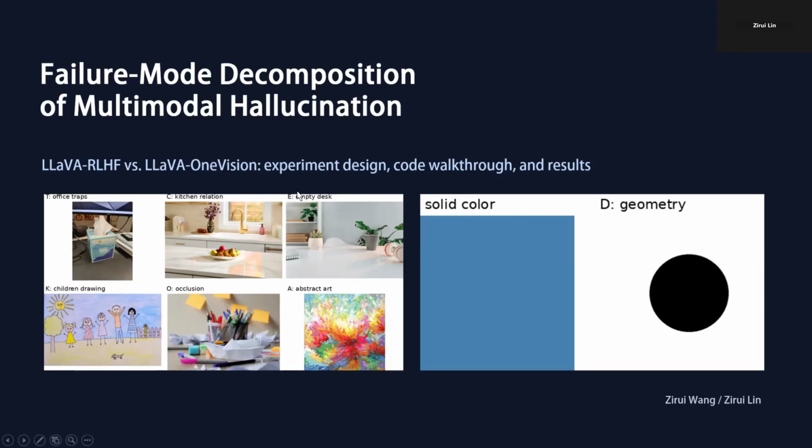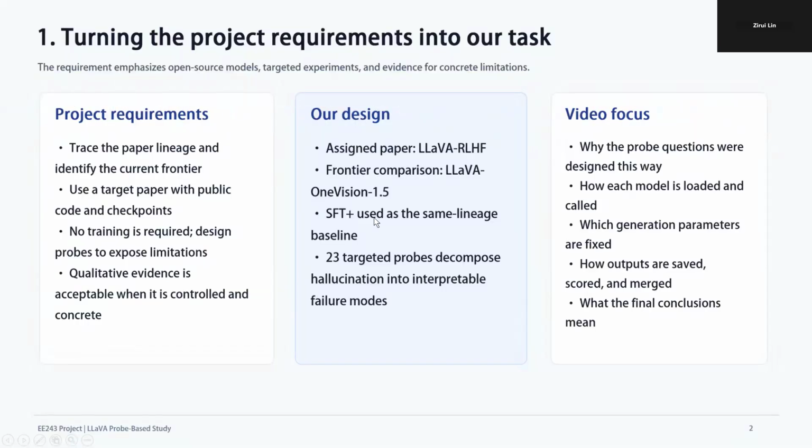In this project, we trace the paper lineage, identify a frontier model, use public code and checkpoints, and design experiments that explore concrete limitations. Based on this requirement, our assigned paper is LLaVA-RLHF, and our frontier comparison model is LLaVA-OneVision 1.5. We also include SFT-Plus as a same-lineage baseline. We do not train a new model. Instead, we design 23 targeted prompts to detect concrete hallucination behaviors.